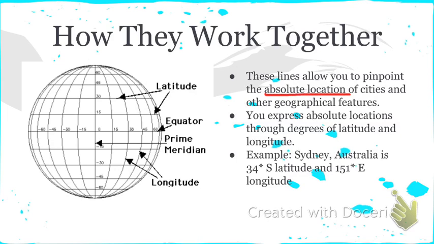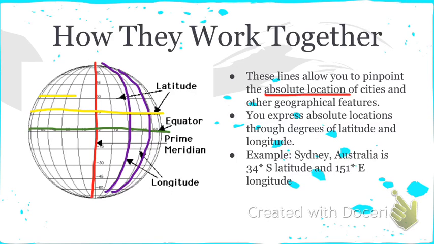All right, so just to review here, this is the prime meridian. Here is your equator. These are lines of longitude because they are long like hair. And then we have your latitude because they are flat.